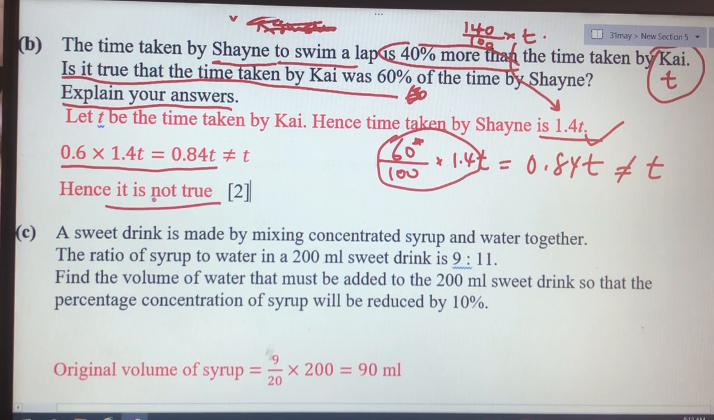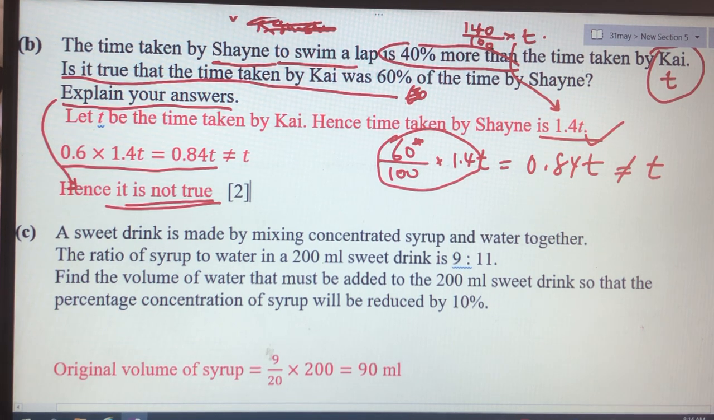Now, this concluding statement must be here, okay? You cannot just say, I already showed. You must, because they say explain, right? So you must say a bit of English. All these are maths, but you say a bit of English, so that everybody knows that you know. Alright, so that's how you do this kind of question.